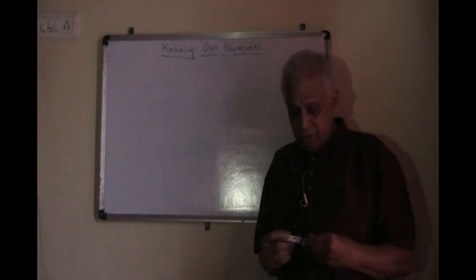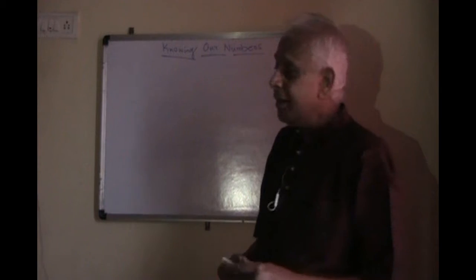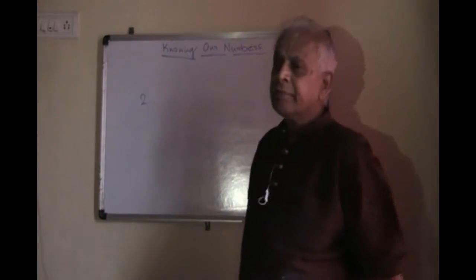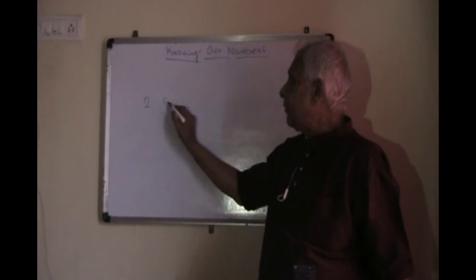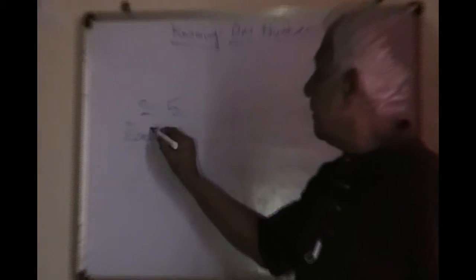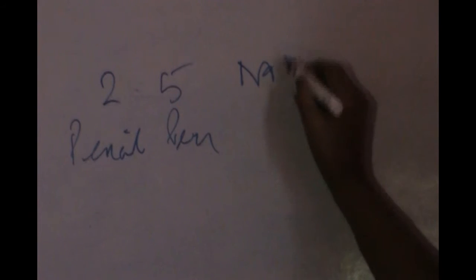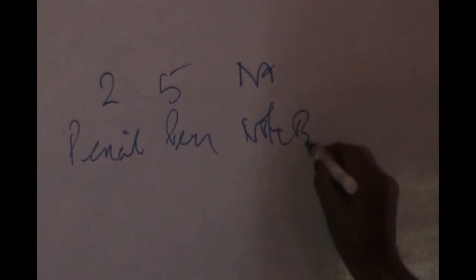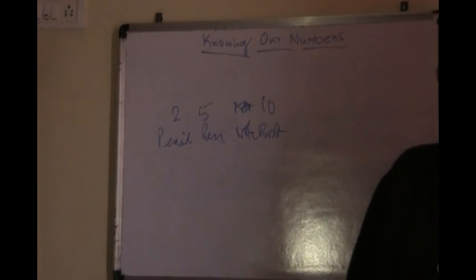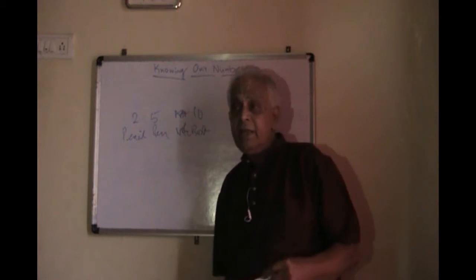Suppose you are going to a stationery shop. You are going to purchase a pencil for 2 rupees and a pen for 5 rupees. A notebook for 10 rupees. How will you rate it now? Which is the smaller one and which is the bigger one? You understand now from the illustration.